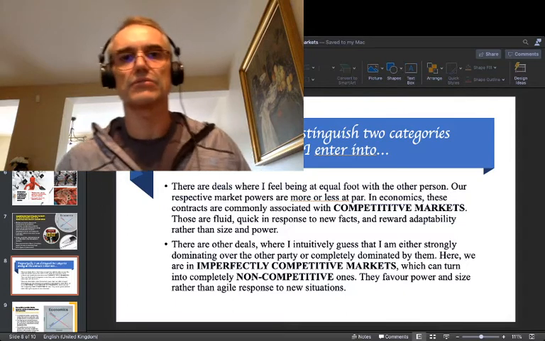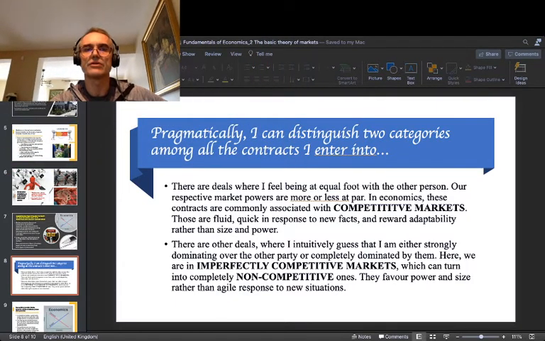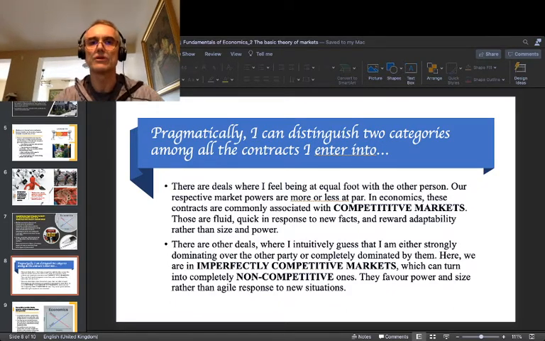On the other hand, there are contracts which are much more asymmetrical. So contracts where I can feel that either I strongly dominate the other party, my business partner, or I am strongly dominated by them. There is that visible, almost tangible asymmetry. Either I dictate the rules of the game, or the other party dictates the rules of the game to me, but there is no more such equality or equivalence in market position. And those asymmetric contracts based on domination are commonly associated with imperfectly competitive markets or with those completely non-competitive ones.